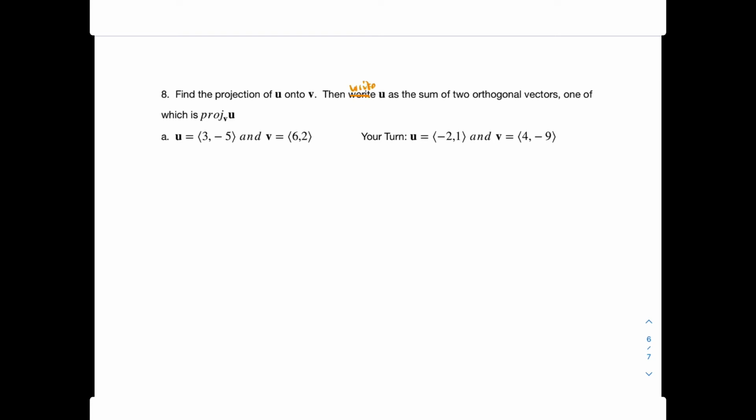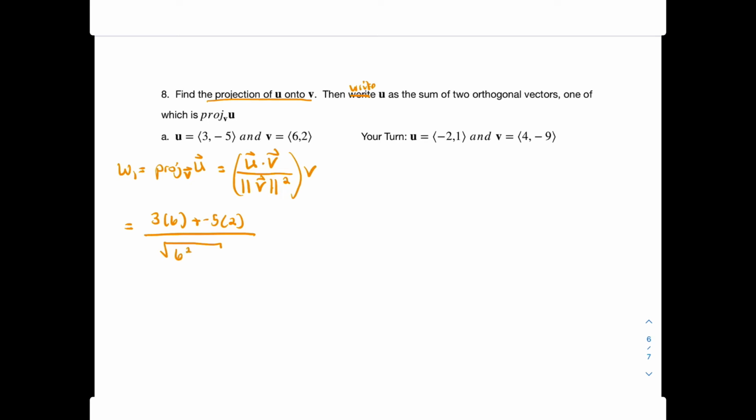Okay, I want to find the projection of u onto v, and then I want to write u as a sum of two orthogonal vectors, one of which is a projection of u onto v. So first we're going to find w1, which is the projection of u onto v. In order to find our projection, we're going to use our formula: the dot product of u and v, divided by the magnitude of v quantity squared, all of that times vector v. So let's substitute in our information and then solve this problem. Starting with our dot product, and then our magnitude of v, quantity squared, so square and square root are going to cancel out, and then times vector v, which is 6, 2. All right, let's simplify this down.